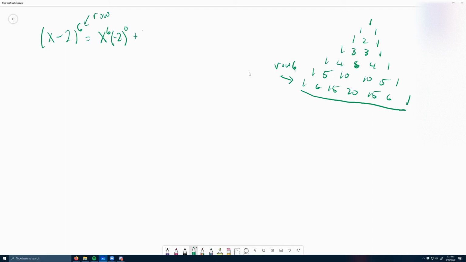This one's going to be x to the what? I don't care about the coefficient. I care about the exponent. To the 5th power times -2 to the 1st power. Once again, what's happening is the first term is being raised to the power that we're asking, which is the 6th power, where the second term is to the 0 power. And what's going to happen is they count down 6, 5, 4.